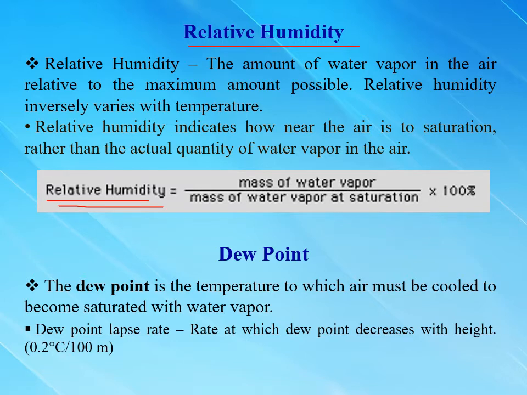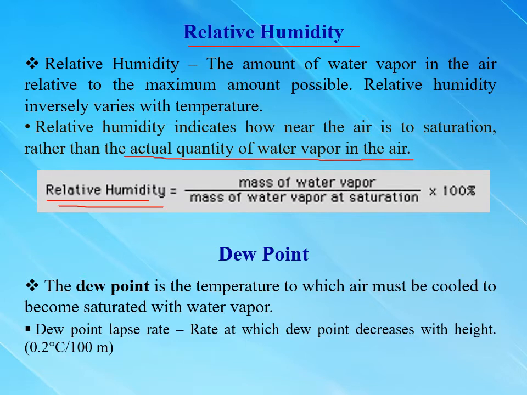Relative humidity indicates how near the air is to the saturated condition rather than depicting the actual quantity of water vapor content. So if we want to know the actual quantity, how much water vapor a given amount of air or atmosphere holds, that is expressed by absolute humidity. But if we want to know how close that particular volume of air is to its saturated condition, then we express it in terms of relative humidity.